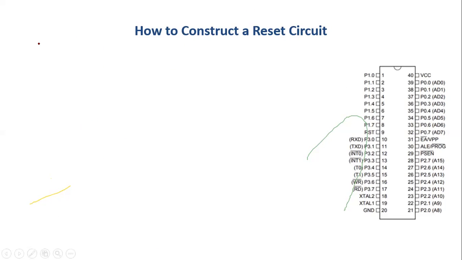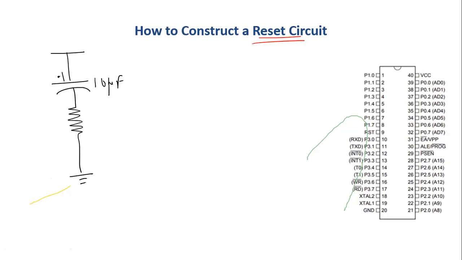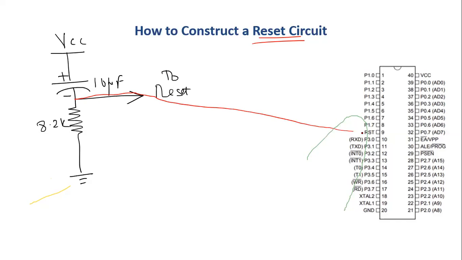Now, for our microcontroller, how do we construct a reset circuit? We have already discussed this in our original class. We construct our reset circuit by connecting a simple RC circuit. I have a capacitor and a resistor in series to it. This is a 10 microfarad polarized capacitor, plus and minus. This is an 8.2K resistor. This is my power supply VCC. This is the output voltage that I connect to the reset pin. I connect the output of this directly to the reset pin of my microcontroller.